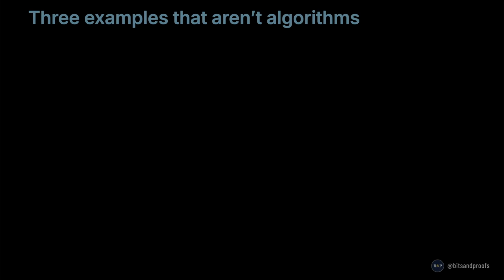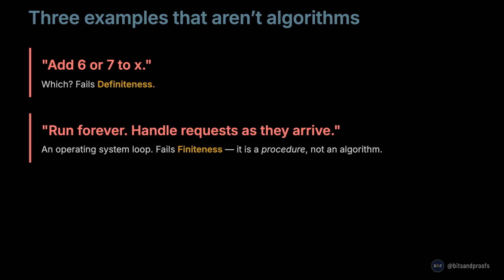Now the counterexamples. Three things that look algorithm-shaped but aren't. "Add 6 or 7 to X." Which one? The instruction doesn't say. It fails definiteness. It's not an algorithm. "Run forever, handle requests as they arrive." This is what an operating system does. It works, but it never stops. It fails finiteness. We call this a computational procedure, not an algorithm.